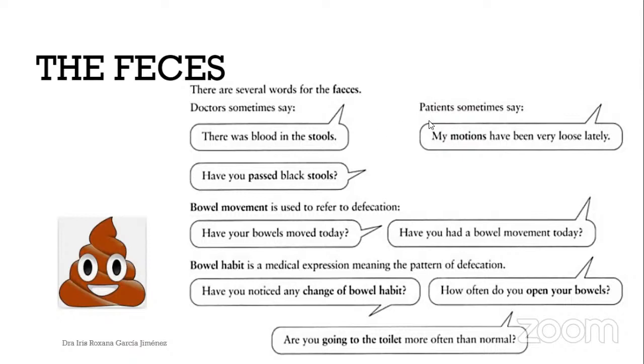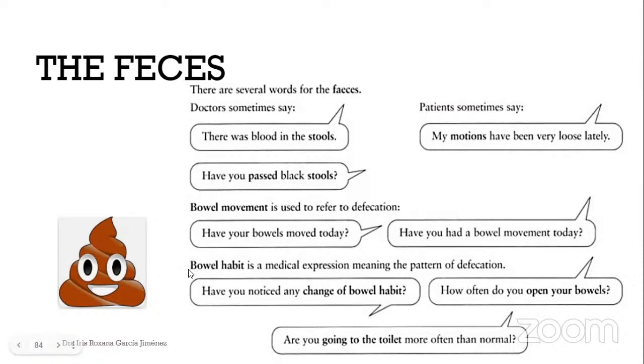Patients could say, my motions have been very loose lately. My motions, the intestine movements, okay? Talking about the bowel movement, we can refer about defecation. Have your bowels moved today? Have you gone to the bath and defecated today? Have you had a bowel movement today? Have you gone to, well, to the bath today?